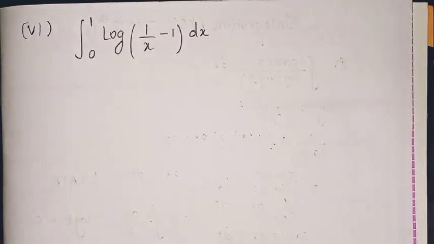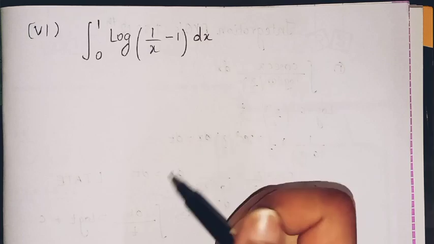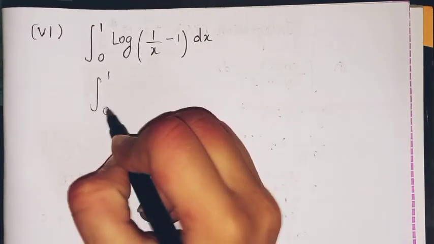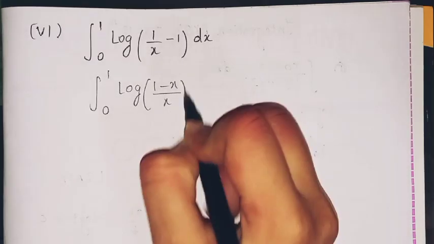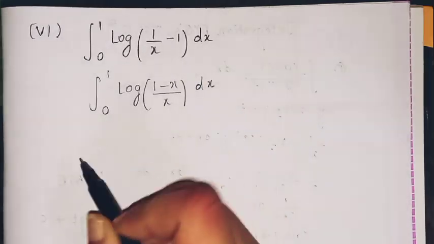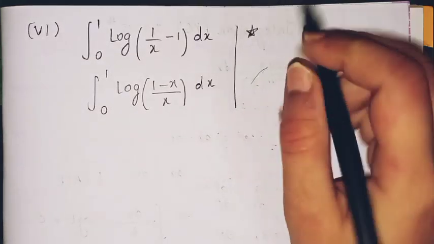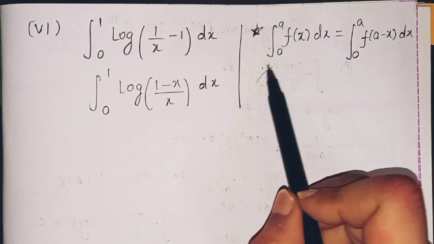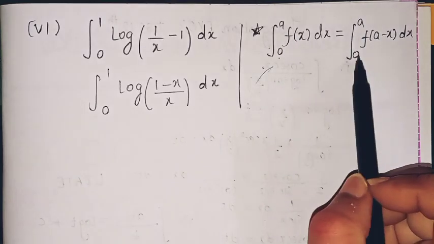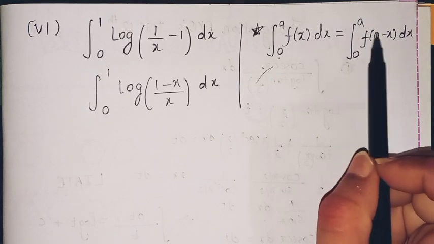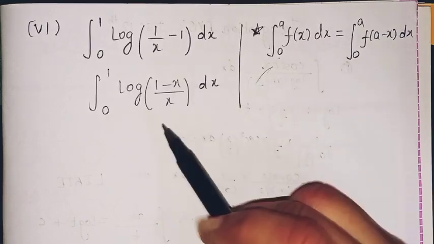Now comes the definite integral question, in which limits are there. The first step I'll do is taking LCM, that is log of (1 minus x) by x, then dx. If you have seen this formula, a very important property, integration of 0 to a f of x dx equals integration of 0 to a f of (a minus x) dx. So we have to apply the same formula in this question.